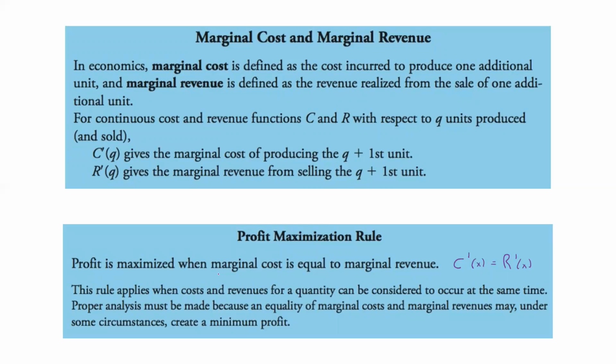Now this rule applies when costs and revenues for a quantity can be considered to occur at the same time. So the proper analysis must be made, because an equality of marginal cost and marginal revenue may sometimes create a minimum profit, not a maximum. So you really have to look at the curves and see where it is. And so it's not always going to be a maximum profit. Sometimes it's going to create a minimum. So we need to look at our graphs to see that one.